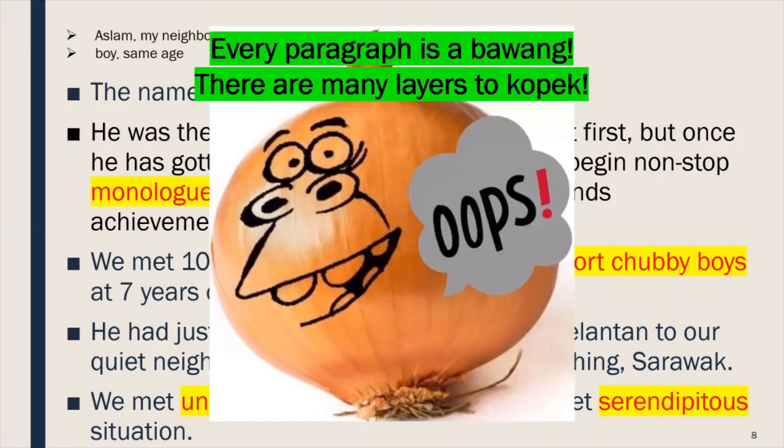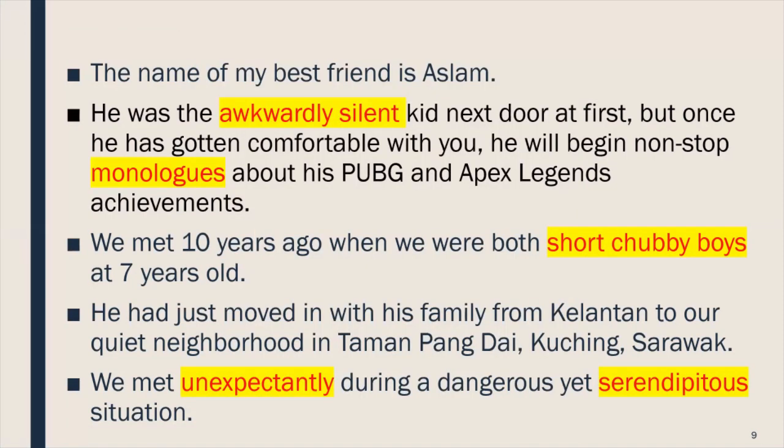And this is a mistake that a lot of people make. They don't bawang enough. Every paragraph is like a bawang. When you open the bawang, there's another layer. You open again, there's another layer. There's layer after layer after layer in the onions. I can stop here and move on to the next paragraph, or I can look at this again and think, what layers can I add to this? How much more bawang can I tambah to this paragraph?